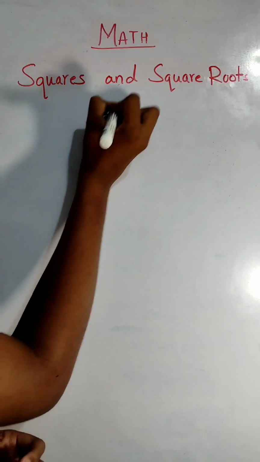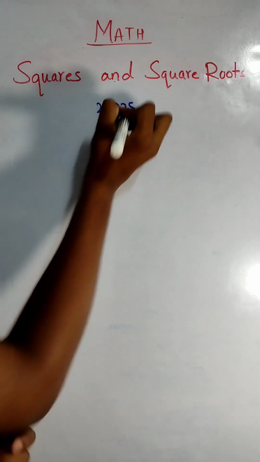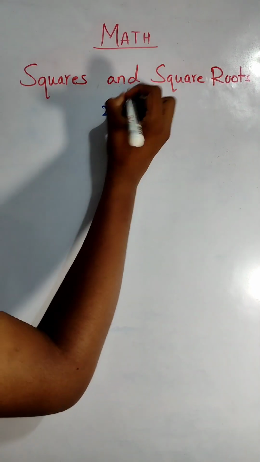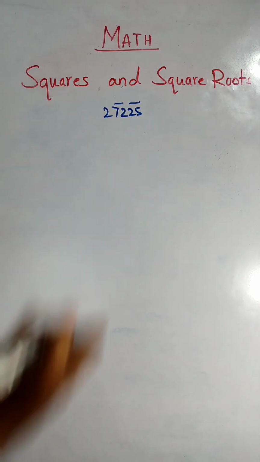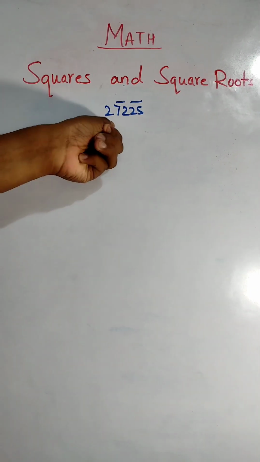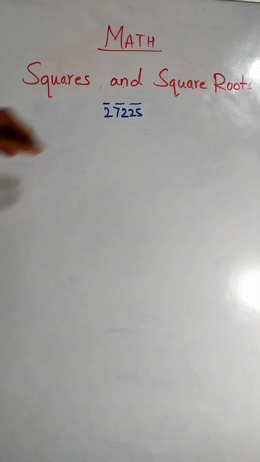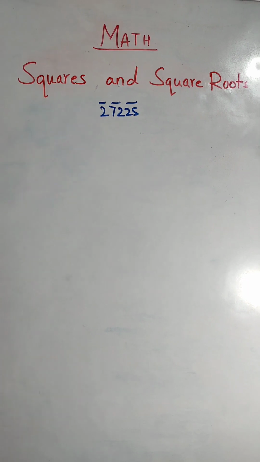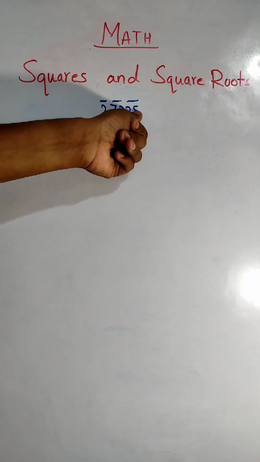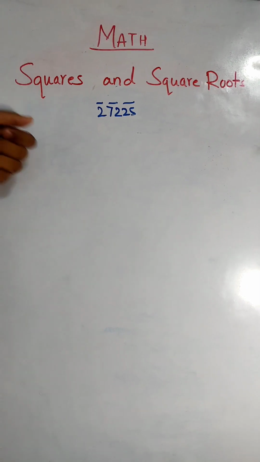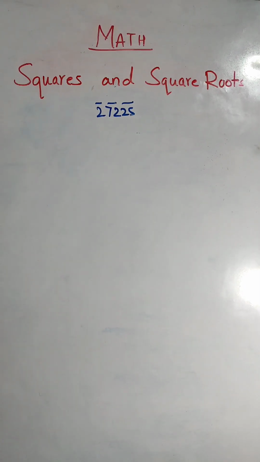Let's take 27,225. This number we can only divide in 2 bars, but then there's 1 digit remaining. We have to also put a bar on top of that number and count that as a third digit. So in this case there are 3 digits in the square root, and therefore the total number of digits in a square root will be 3.